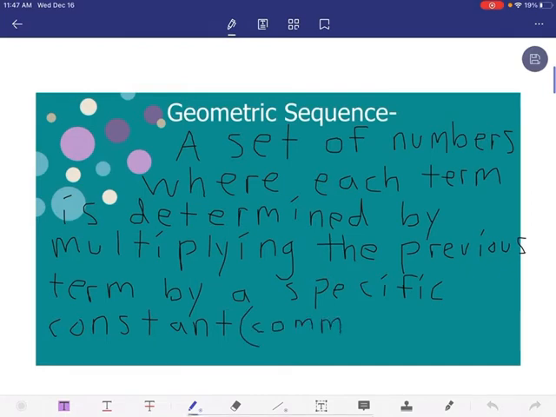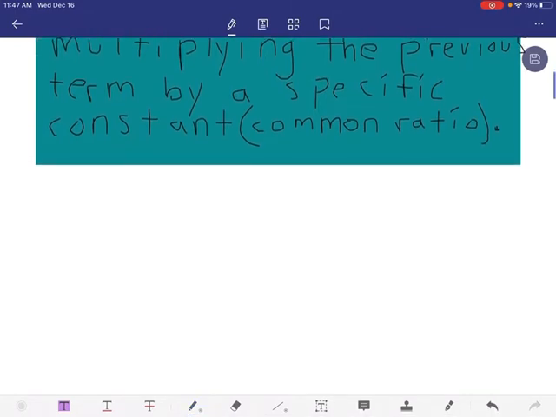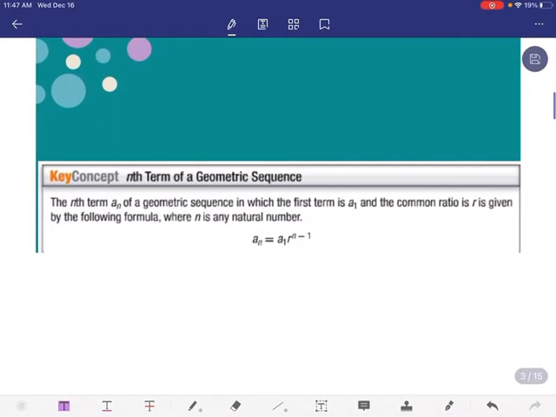Now that constant is going to be called our common ratio. And just like before, it seems kind of backwards that we're calling it a ratio, even though we're multiplying. But remember that in order to be able to find that ratio, we would have to divide two of our consecutive terms in order to be able to find the ratio.